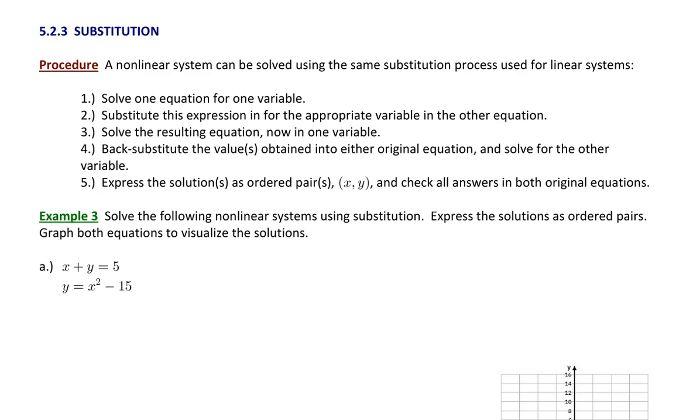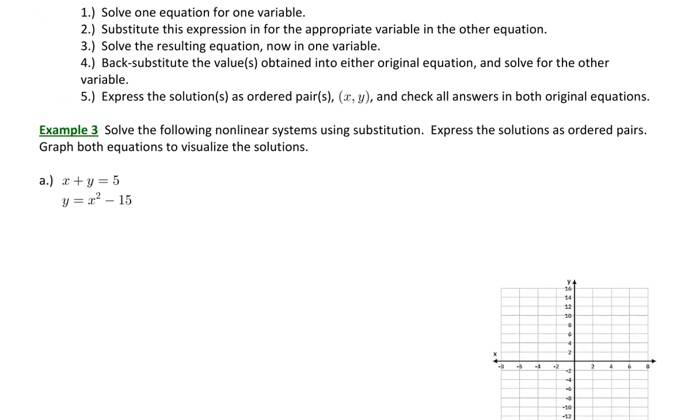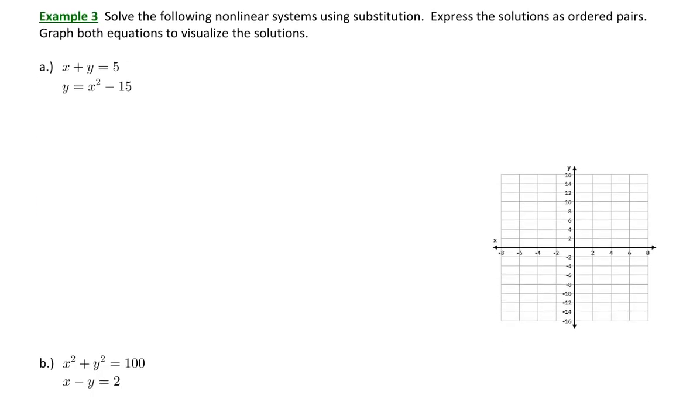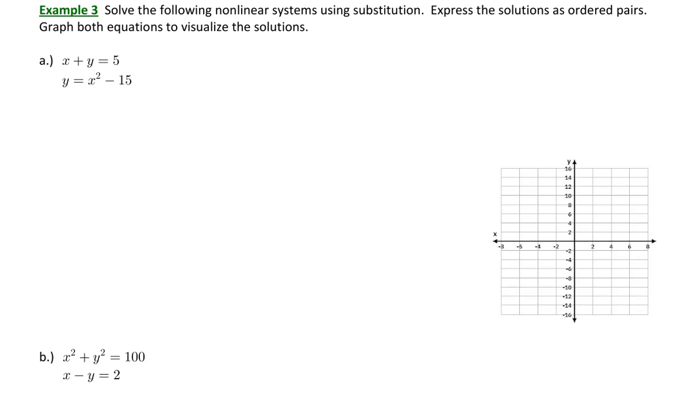Then number 4, back substitute the values obtained in either original equation and solve for the other variable. And then finally, number 5, express the solutions as ordered pairs, (x, y), and check all answers in both original equations. So in example 3, we're going to solve the nonlinear system using the substitution method. We'll express all the solutions as ordered pairs, and then to visualize what we found, we're going to graph both equations and observe those intersection points.